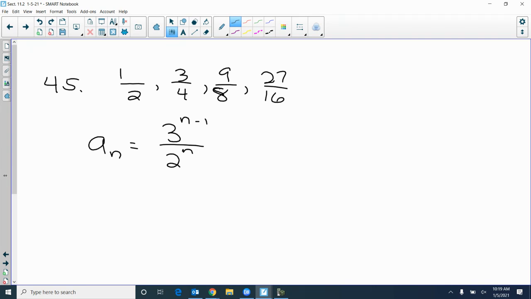Did anybody come up with anything different? Every now and then you can come up with more than one kind of equation that works.